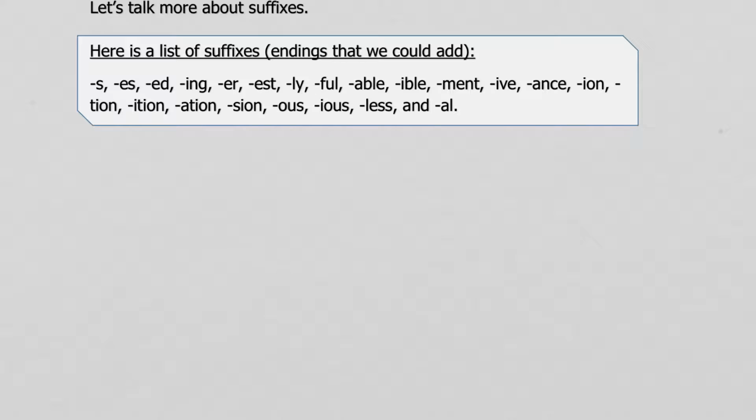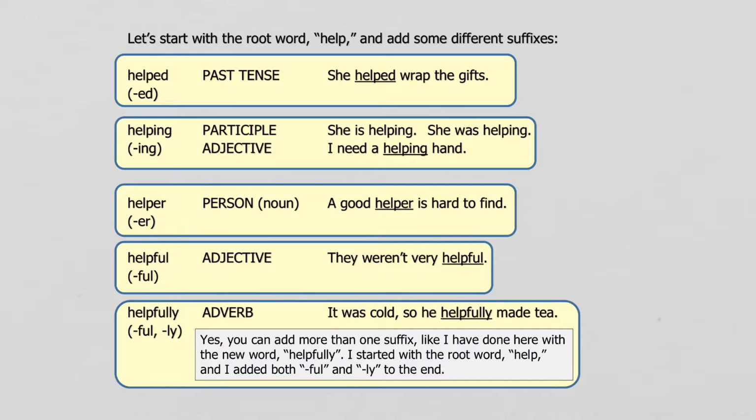So here's a list of some suffixes or endings that we could add onto the end of different root words. I don't want to read out this whole list, so I'll just mention a couple that are pretty common. You might add ed onto the end, or ing, or ly, or ful. Those are some of the common suffixes. So to give you a better idea of what I'm talking about, let's start out with the root word help and add some different suffixes to it.